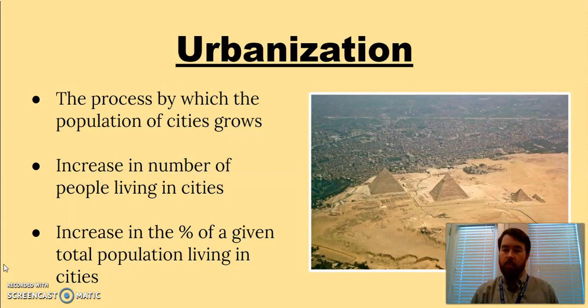What's up? Welcome to Updates with Mr. Warford. This is for my AP Human Geography classes. We are talking about Unit 6, or we've already begun to talk about Unit 6, Urban Land Development Patterns and Processes, okay? So first off, urbanization is the process by which populations of cities grow, and this shift from rural living to urban living, an increase in the overall number of people living in cities worldwide, and then an increase in the percentage of given populations within countries moving into cities.